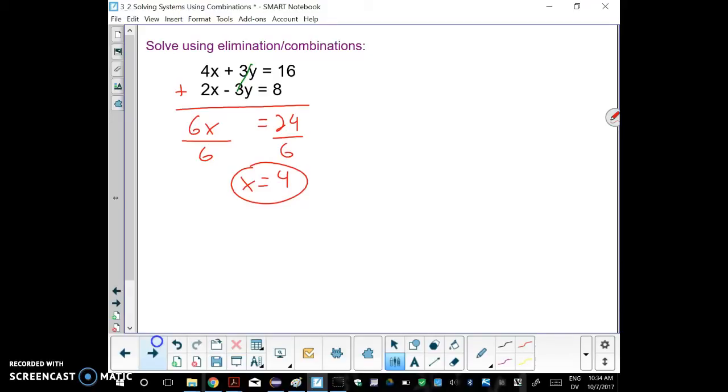So take our answer for x, and you can put it in either equation, substitute it in there, but I'm going to use the top one because it does not have that subtract symbol in. So in general, I think the top one's a little bit easier to work with because there's no negative symbol. So put 4 in place of x, and now just solve this for y.